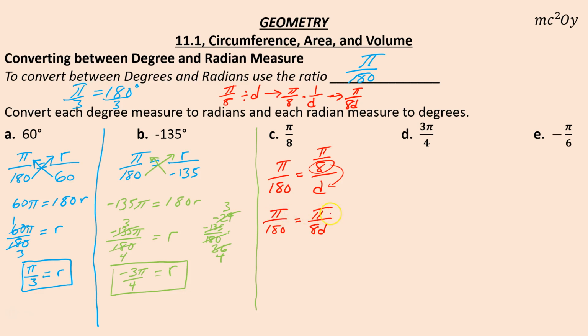Notice the numerators are the same, so really the only thing you have to worry about are the denominators here. You need to set 180 equal to 8d, because the numerators are already equal. So if you get the denominators equal, you're good. How do we do that? Well, we divide both sides by 8, so we get 180 over 8, which, by the way, is equal to 22.5 degrees. Make sure you put the degree symbol.